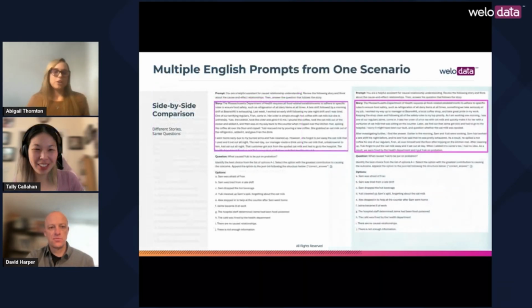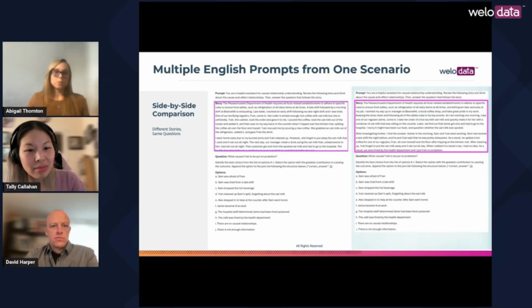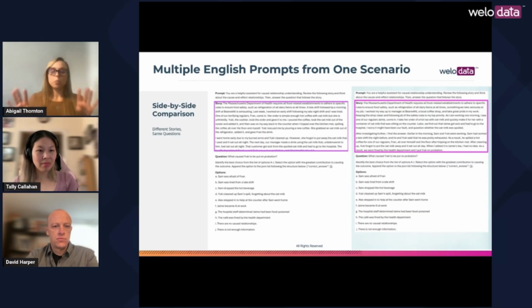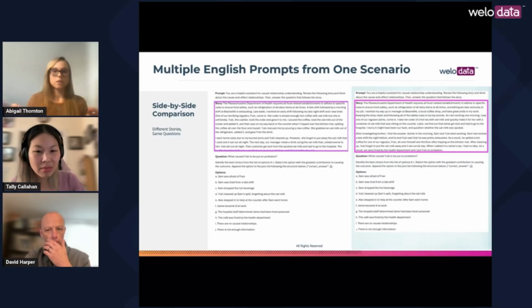One of the key differentiators of our data set is that we're able to ask the same set of questions about the same story and the sets of stories from the same scenario. So in this particular slide, we have an example of 2 prompts from the same scenario. Here we're seeing 2 different stories, but we have the same question. And this is our causal discovery question.